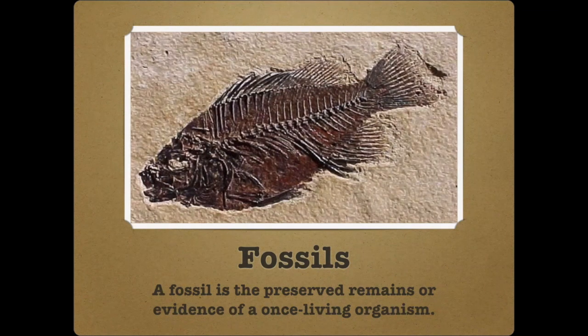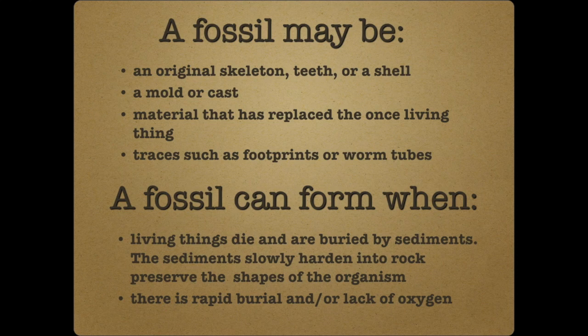Fossils. A fossil is a preserved remain or some sort of evidence that something living was there. A fossil could be an original skeleton replaced by minerals. It could be teeth. It could be a shell. It could be a mold or a cast, and that's something that we'll be talking about today. What is a mold? What is a cast?